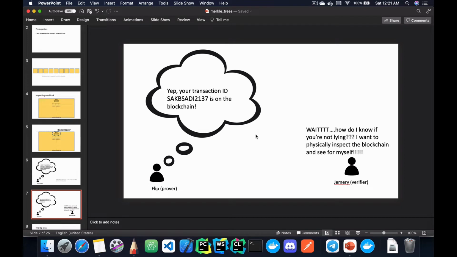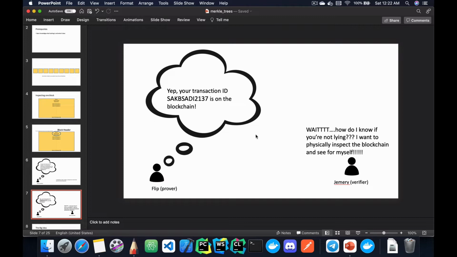So now, imagine if Flip, the blockchain node, replies with this response: hey, your transaction ID blah blah blah is on the blockchain. Now obviously, if we were to receive a response like this, we won't be satisfied. How do I know that Flip is an honest player? How do I know if Flip is an honest node? How do I know if Flip is not lying to me? What if the transaction has not followed through at all and Flip is just lying to me? There's no way of knowing, right?